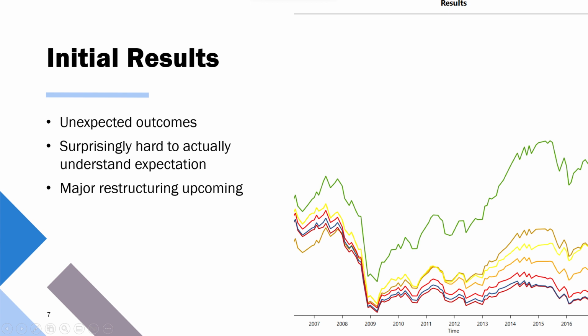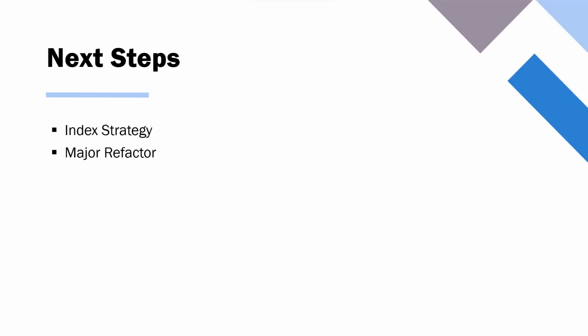The two next steps, which should be obvious from what I was just saying, are to implement the index strategy properly, and I will do a video on that shortly, and to do a major refactor. So the plan for the major refactor is that we are going to move towards a Python interface. The C# code will still exist, but it will be a backend. It will do maths and calculation, and it will most likely expose a REST API, and then a Python script will connect to it, run some things, and plot some data.